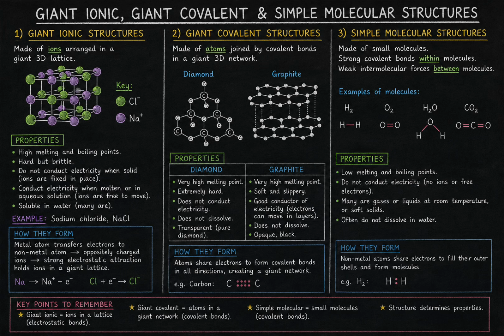Simple molecular structures. Simple molecular substances are very different. Examples include hydrogen, oxygen, water, carbon dioxide. Within each molecule, there are strong covalent bonds. However, the forces between molecules are weak intermolecular forces. Because these forces are weak, simple molecular substances usually have low melting and boiling points, do not conduct electricity, and are often gases or liquids at room temperature or soft solids. Remember this exam tip: strong bonds inside molecules, weak forces between molecules.